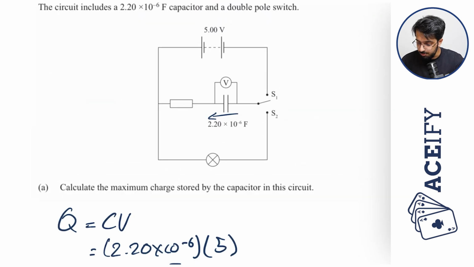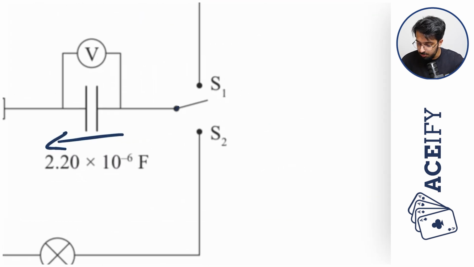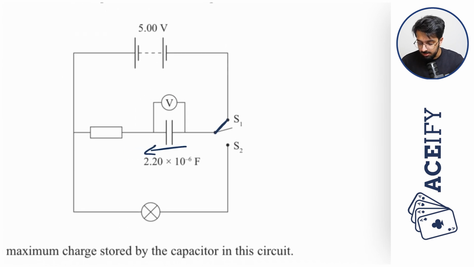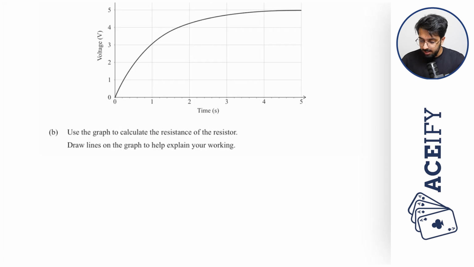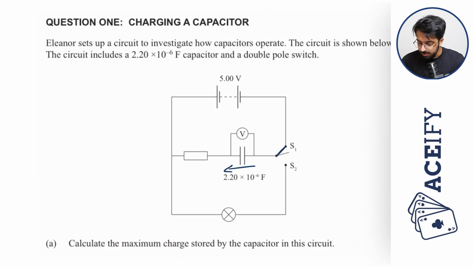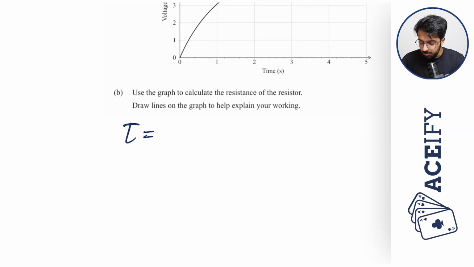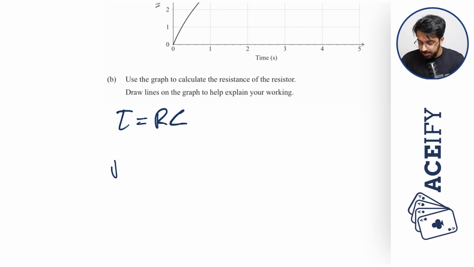Alright, so the switch is moved to position S1, so it's moved to this position right here. As you can see, this circuit is an RC circuit, because we have our resistor here and our capacitor here. And what we want to do is find the resistance of the circuit, so this resistor value right here. The way we do that is by using our time constant, where our time constant is equal to the resistance times the capacitance. And so therefore our resistance is equal to the time constant all over our capacitance.